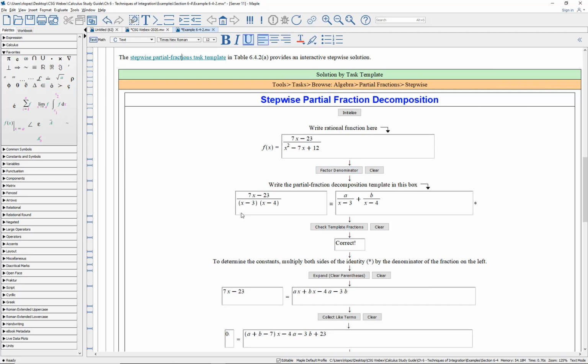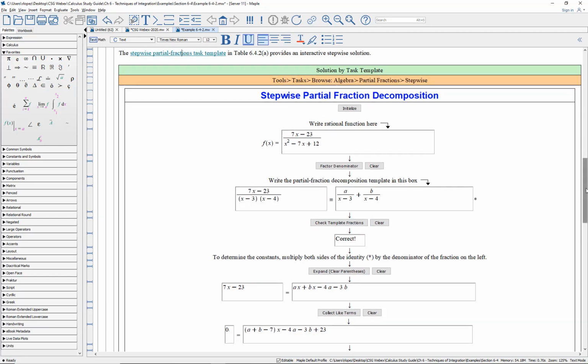This button factors the denominator. In this box, you write the template fractions of the decomposition. This button checks to see if these are the correct template fractions and tells you if they're correct. If they're not, there's no sense going any further because all the computations would be wrong.